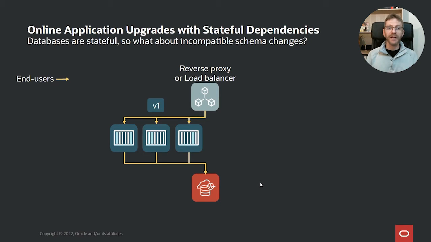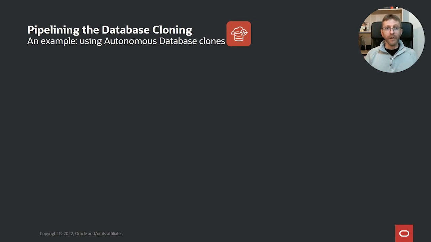But what happens if the application has some dependencies on stateful resources like a database? What happens if you need to introduce any incompatible schema changes, for example? So a situation where normally you would stop the application, modify the database schema, and then restart the application. So we need a few steps for that.